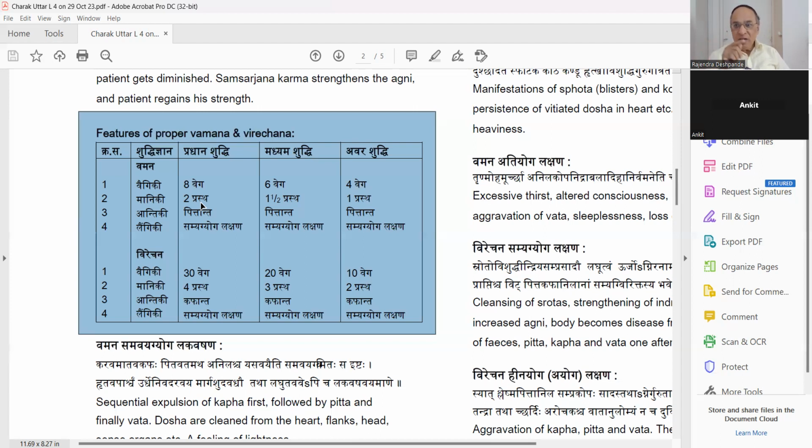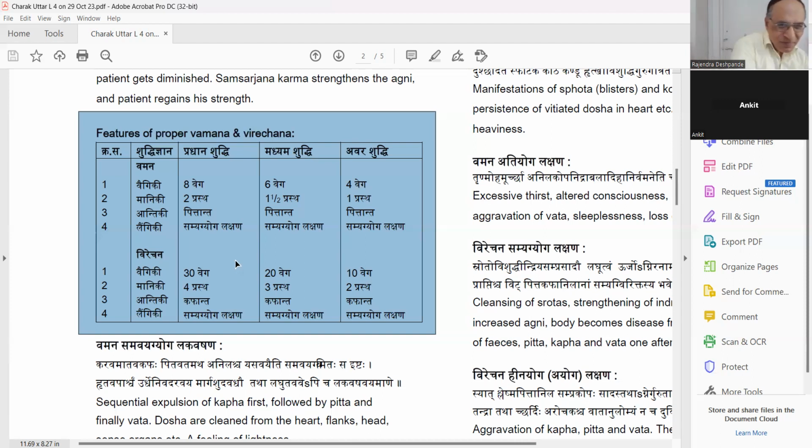So that is 1280 ml. This is 2 prastha. I am not calculating everything. Please write down 1 prastha is equal to 64 tola, and 1 tola is equal to 10 ml. Okay, I think this is enough.